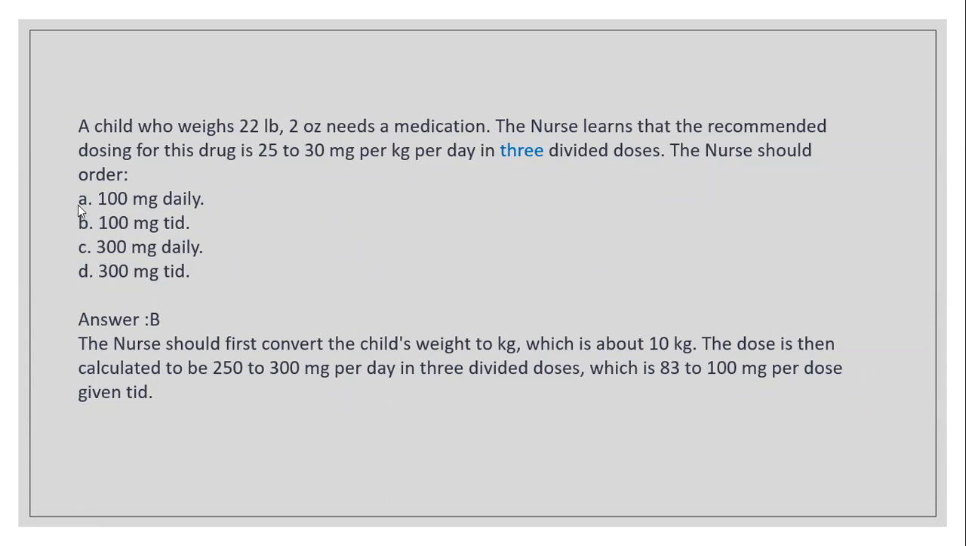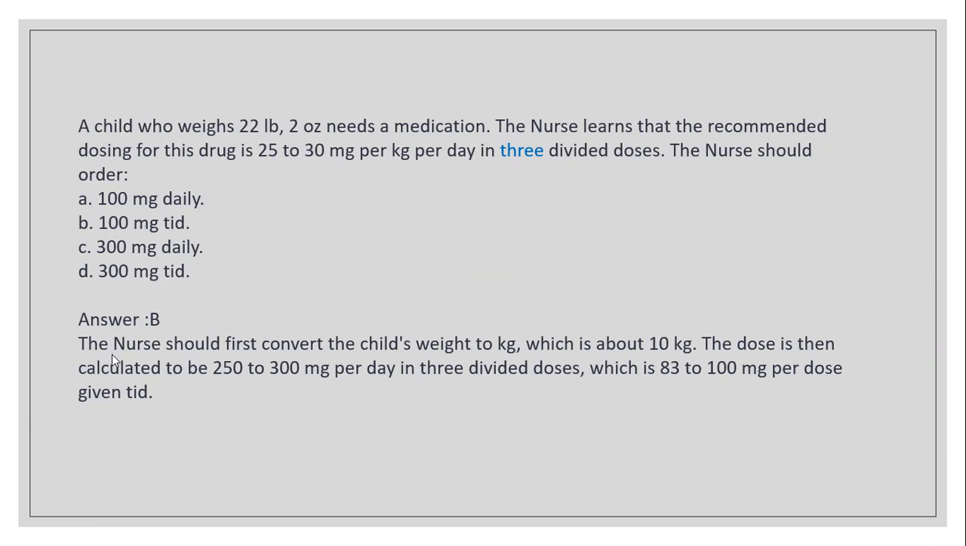First of all, number A is not an answer because it is 100 milligrams daily. But in the question, the examiner already mentioned 3 times divided doses. Same as number C, which is not an answer because it is 300 milligrams daily. We need 3 times, shortly called TID. The answer is either B or D. The correct answer is 100 milligrams TID, B.